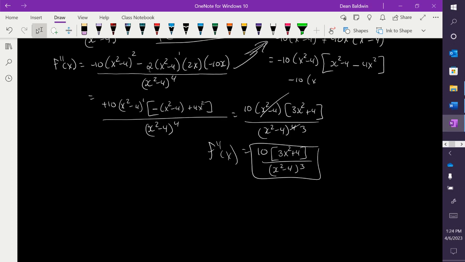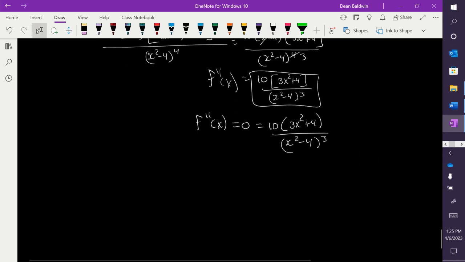Okay. Once you get to the second derivative, you have to figure out your possible points of inflection, i.e. where the second derivative equals 0 or is undefined. All right? So we say f double prime of x has to equal 0. When you're looking for it to be 0, you only have to look at the numerator. Will anything make this 0?